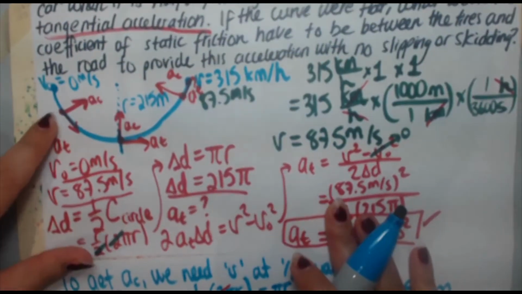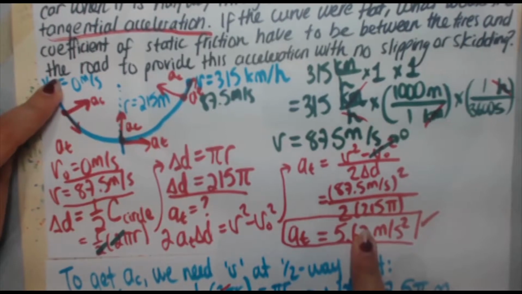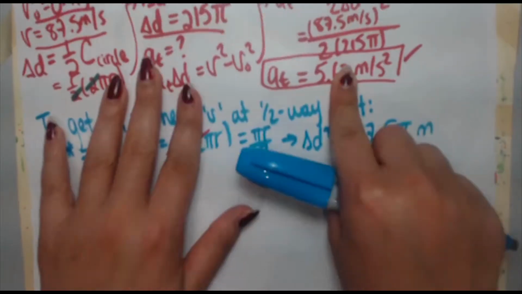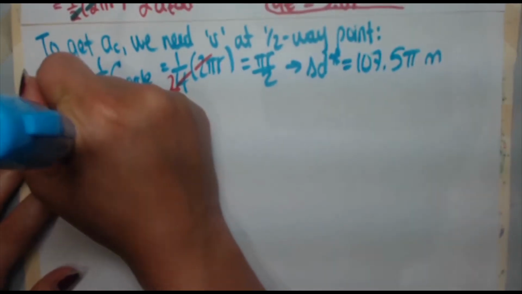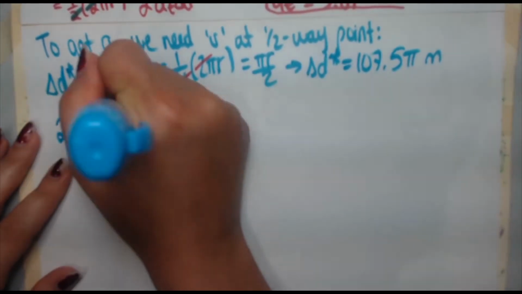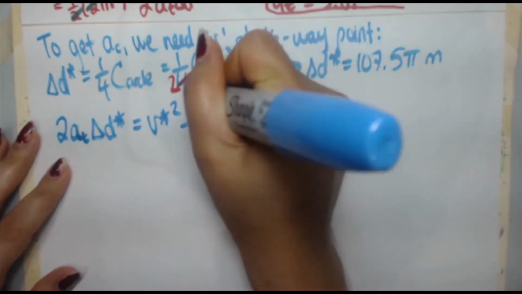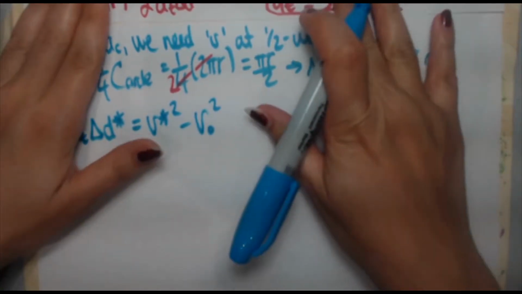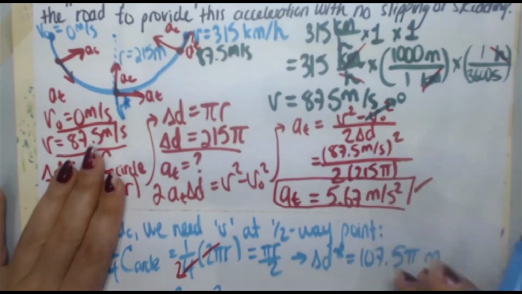Now, we know the tangential acceleration is this value. We know the initial speed. We know the distance it travels through. So we have to find the final speed. We're going to use the same formula, just solve it for something else. Okay, so here we go. 2 a_t delta d star is equal to v final squared minus v initial squared. I'm calling it v star for v final because it's a new speed. So on our picture, that would be right here, v star.